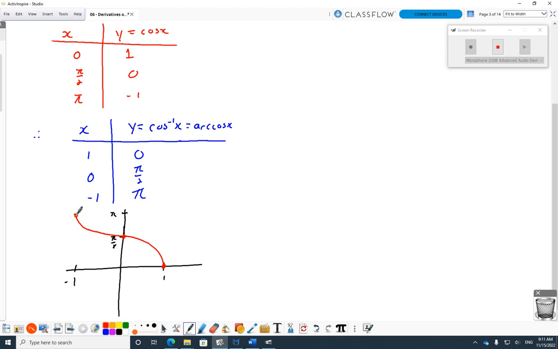Now notice, if I did more of this, it would continue on. I'll do it in orange. If I did more of this, which we're not going to do, if I did more of that, see, it immediately fails the vertical line test. That's why I couldn't go more than half a loop.